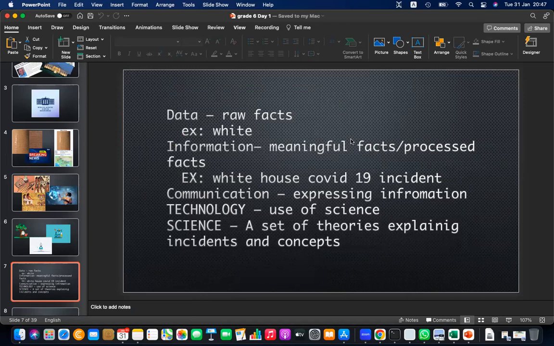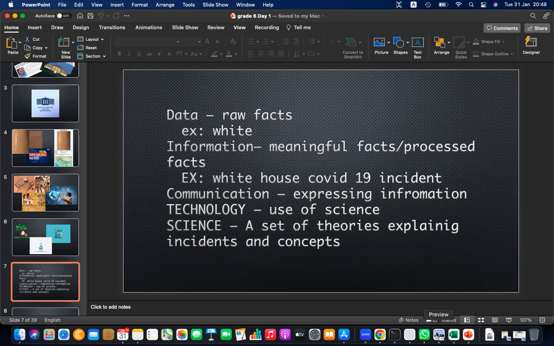You can share it. But it cannot exchange, right? Exchange කරන්න බෑ. Technology is use of science. Science is basically set of theories. Okay. We have learned that.